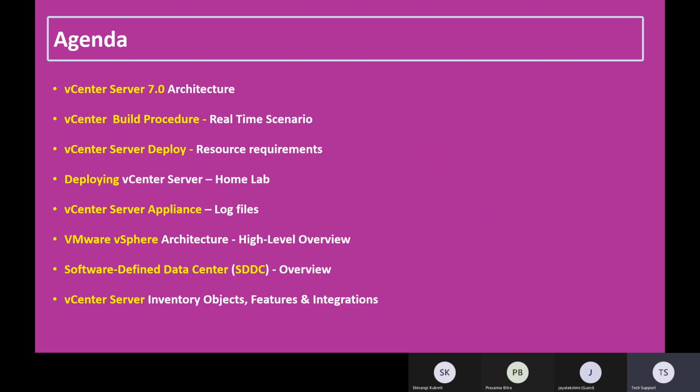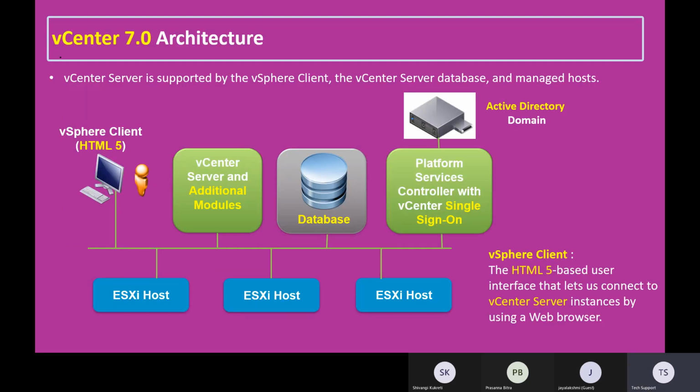So let's start with the vCenter 7.0 architecture. As per our discussion yesterday, vCenter Server is mainly used to manage multiple ESXi hosts. For easy understanding, in this architecture diagram I took 3 ESXi hosts, but we can manage any number of ESXi hosts. There is a limitation as per the VMware website: for vCenter 7.0, we can manage up to 2500 ESXi hosts. That is the reason I just took 3 ESXi hosts.